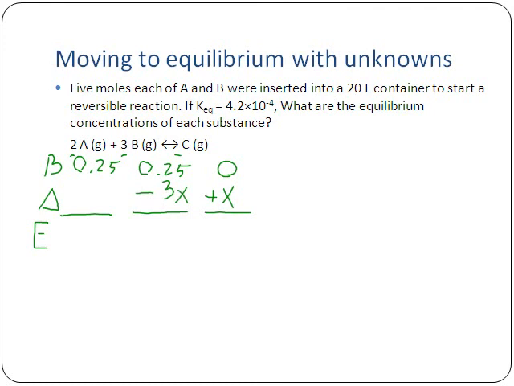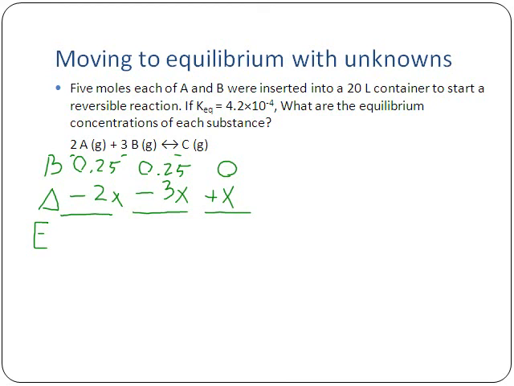And A, since it's got a 2 to 1 ratio from A to C, if C gained X, A has to lose 2X. That should sort of make sense for right now. We don't know what it is, but we know they have to be in a 2 to 3 to 1 ratio because the coefficients are in a 2 to 3 to 1 ratio.